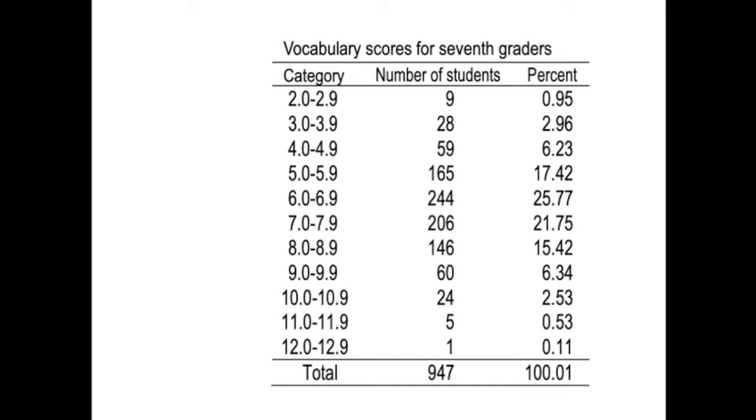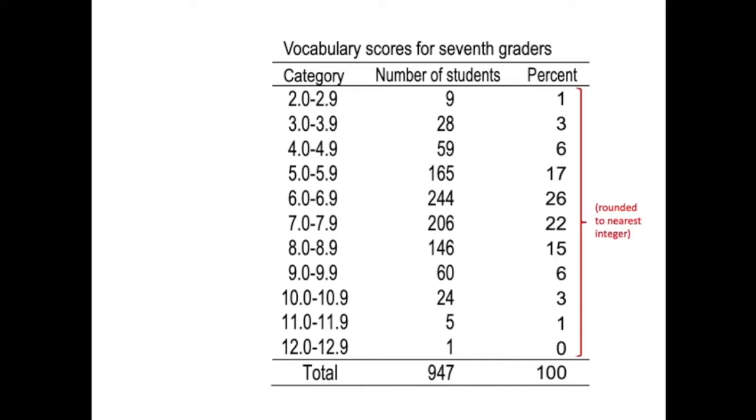In this frequency table, the first column indicates the category into which values will be placed, and the next columns indicate frequency and percentage. Percentages are often rounded to the nearest integer for readability.